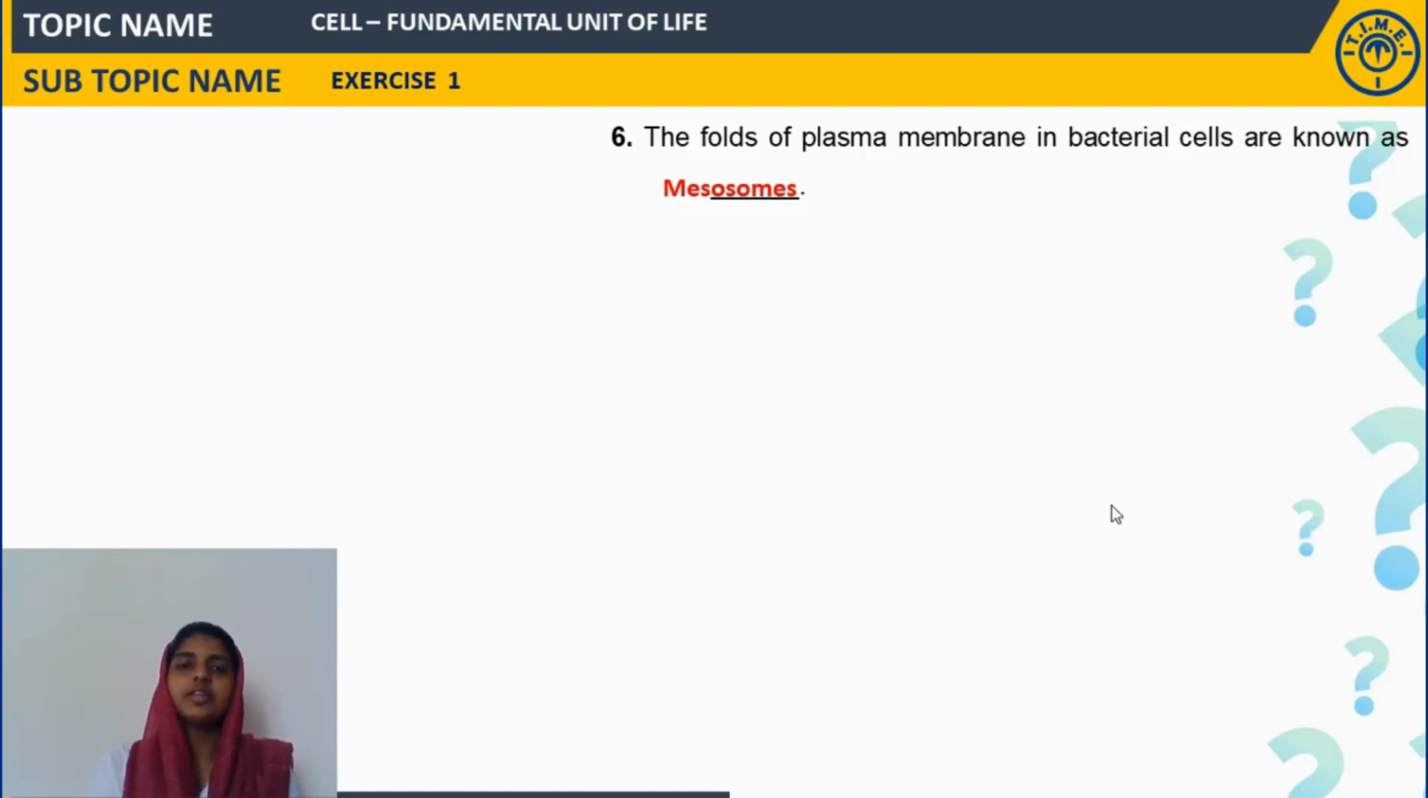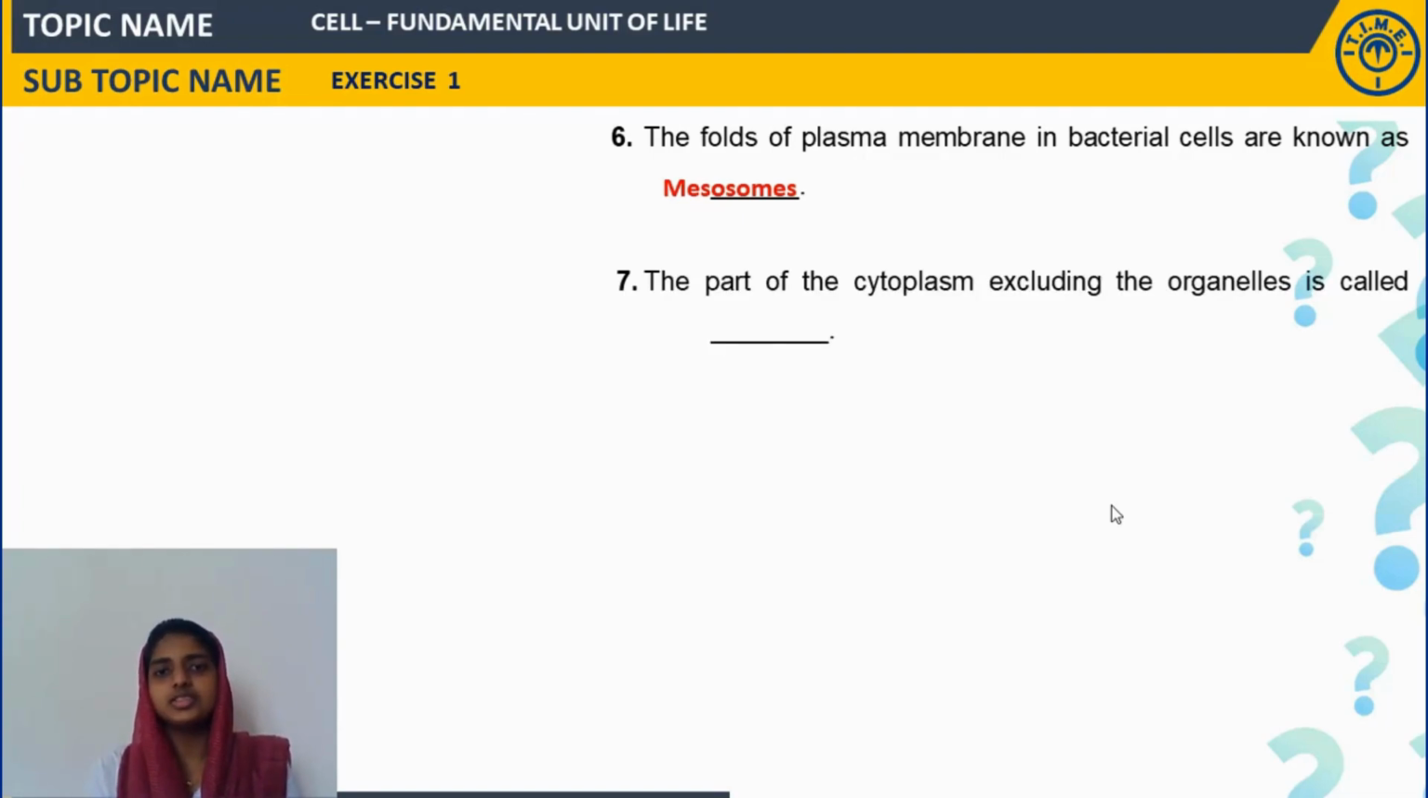Now, the seventh question: the part of cytoplasm excluding the cell organelle is called? What is cytoplasm? Cytoplasm is the fluid present inside the cell as well as the cell organelles. So, cytoplasm comprises the fluid as well as cell organelles. The part of cytoplasm excluding the cell organelles is called cytosol.